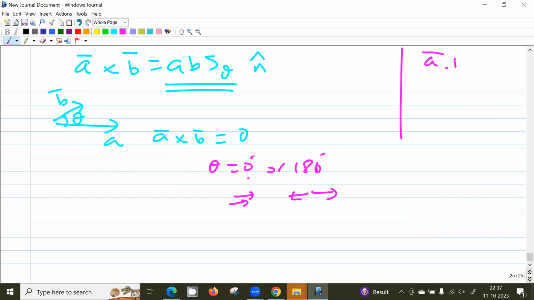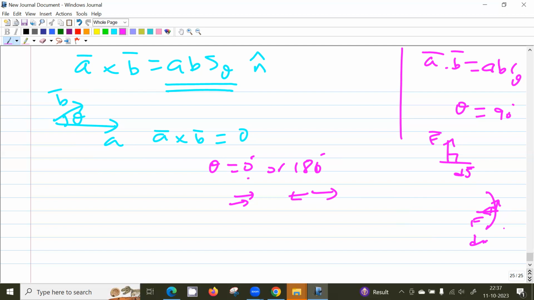Similarly, A dot B is defined as A into B into cos theta, and it's a scalar, there's no direction. This dot product will be 0 when theta is 90 degrees. So when the force is perpendicular to the direction of displacement, say ds, the work done is 0. An example is uniform circular motion. The force is towards the center, but the velocity and displacement direction are tangential. So the angle between the centripetal force vector and the tangential displacement is 90 degrees, so the work done during uniform circular motion is 0.